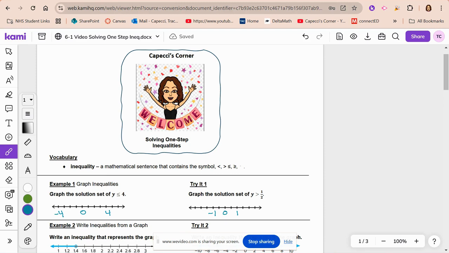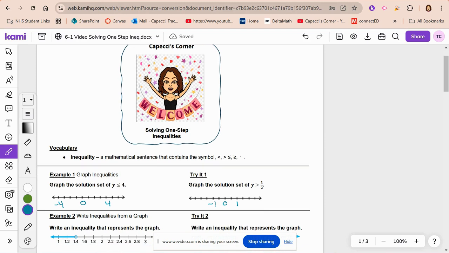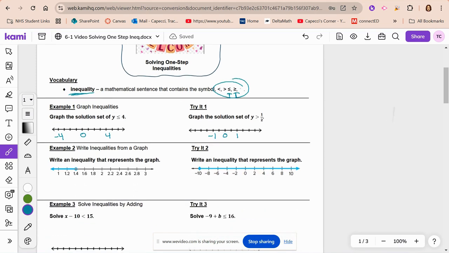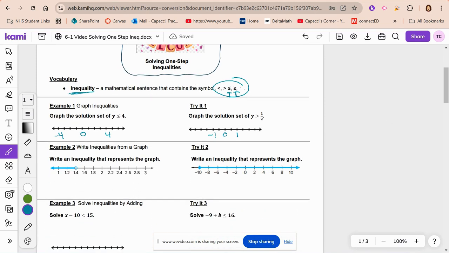Apache's Corner, we're going to look at solving one-step inequalities. So an inequality, if you remember, has these symbols, right? It has a less than, a greater than, less than or equal to, greater than or equal to. So we're going to go through those again today. I know you learned this in middle school at some point.